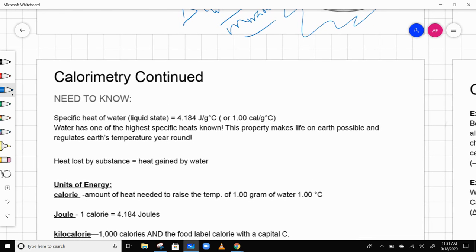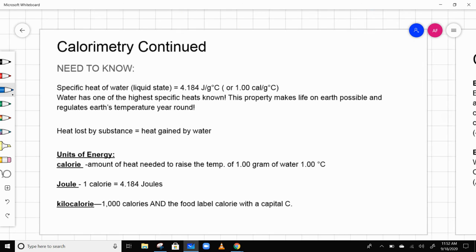Okay, so as I said before, the specific heat of water is 4.184 in its liquid state. It does change based on the state of matter, so ice and steam have different specific heats. Every substance has a different specific heat.